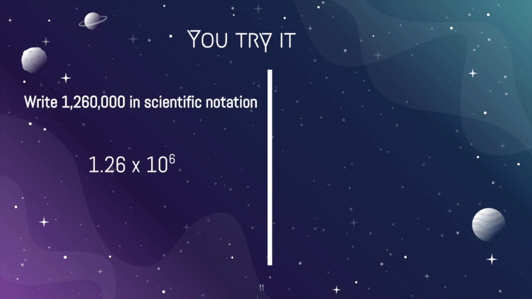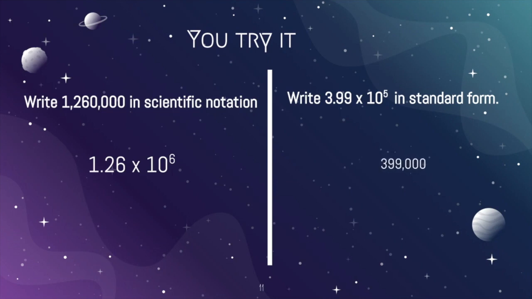Here's another example. Try to extend your learning just a little bit. Let's go in the other direction. Write 3.99 times 10 to the 5th power in standard form. Don't worry, I'll wait. Alright, that was a little tricky, right? Nah, not really. You should have written 399,000.